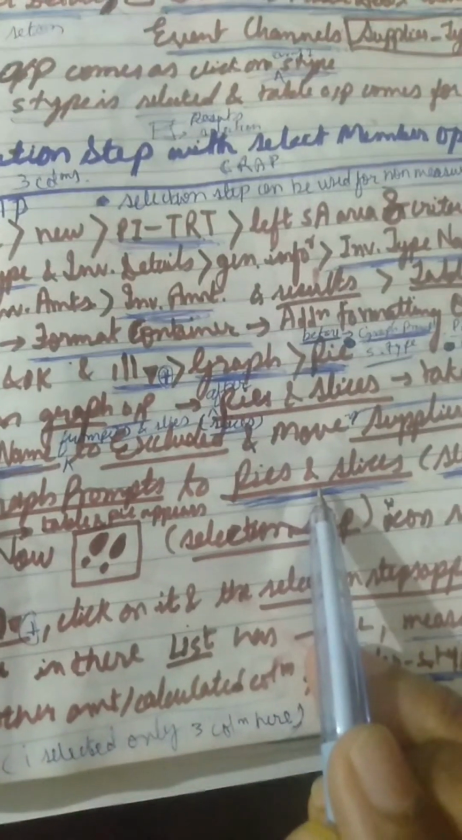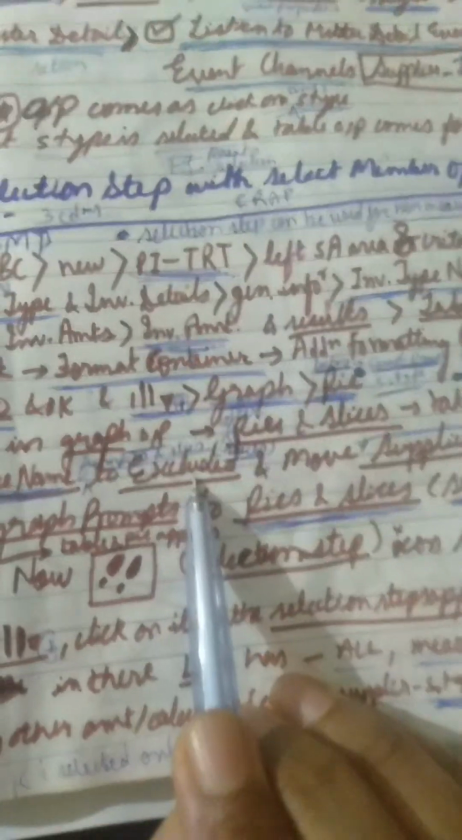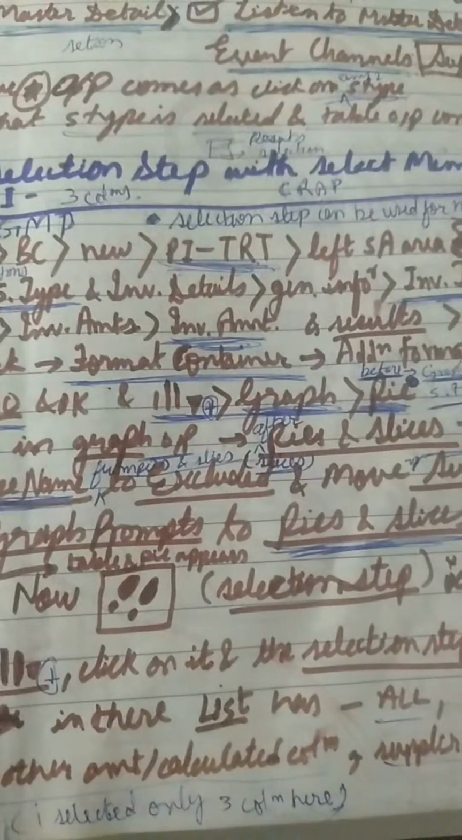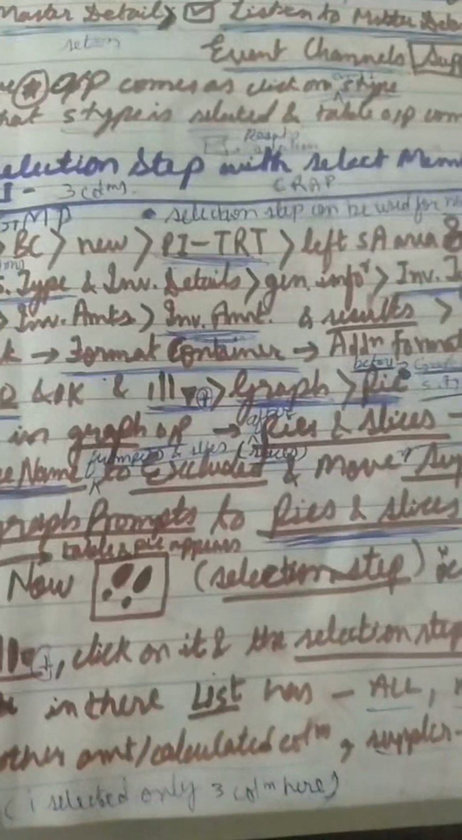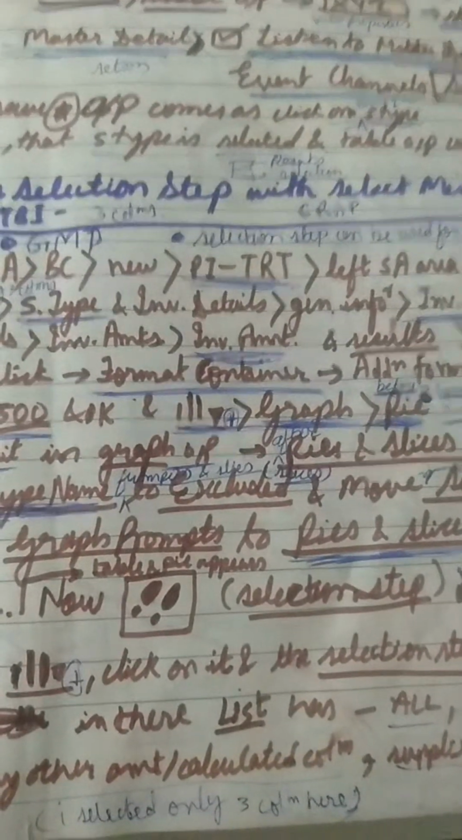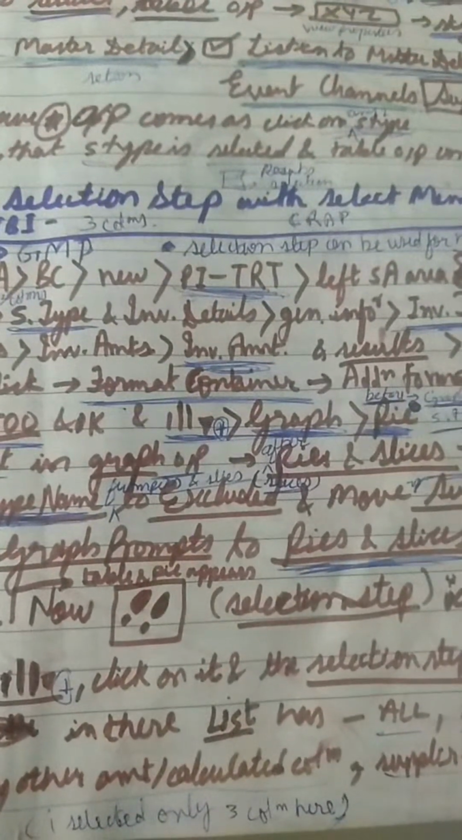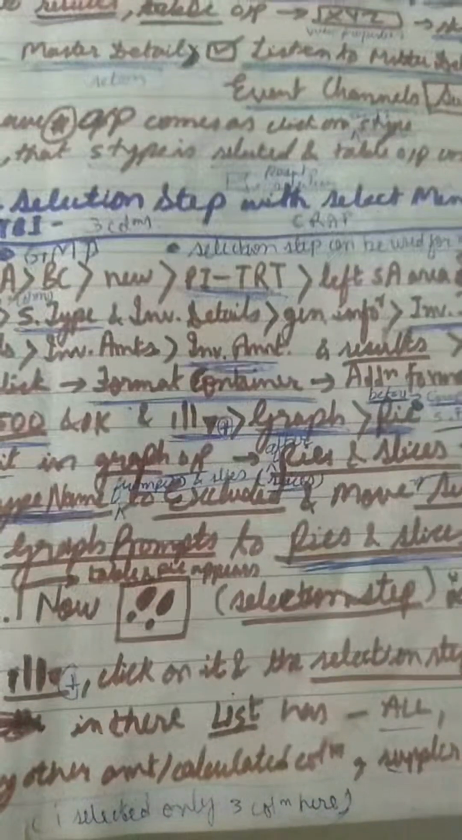You also have the excluded area. For tables we have excluded, then we will have table prompt, we will have section by and table prompt excluded.